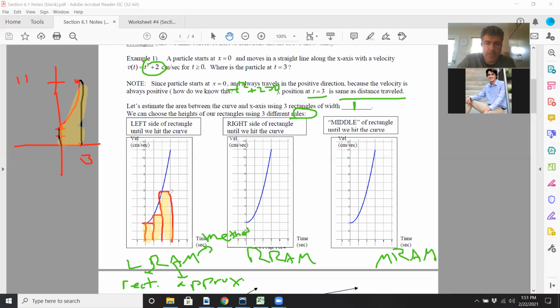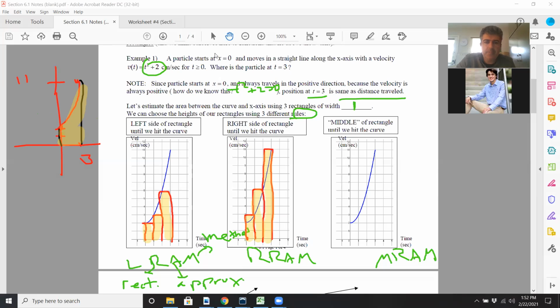That's called LRAM. RRAM looks like this. That's when you want the right corner touching the curve. Remember, we're going from 0 to 3. Okay, that is terrible. I could do better than that. Okay. That's called RRAM. Okay, you still go from 0 to 3, but you want the right corners touching the curve.